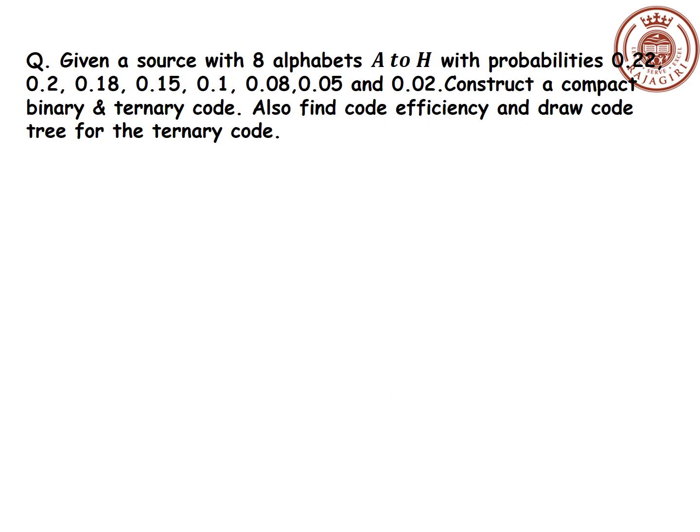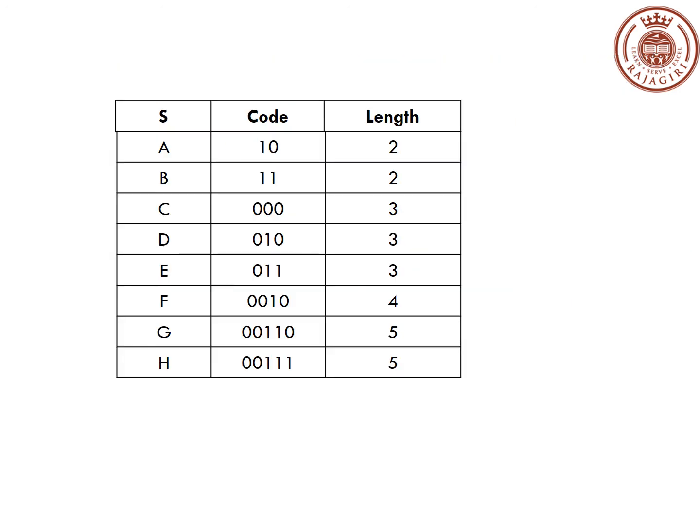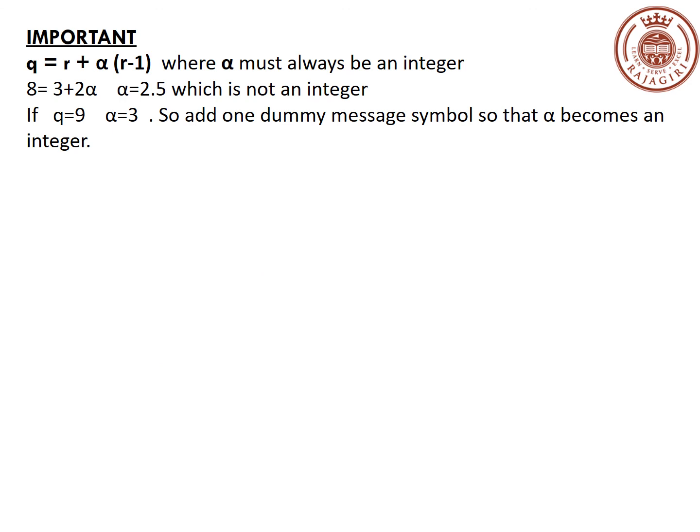Given a source with 8 alphabets A to H, and their probabilities are also given, you're asked to construct a compact binary and ternary code, and you're also asked to find the code efficiency, and draw the code tree for the ternary code. Okay, now we are not going to discuss the binary Huffman coding again, because we have already seen it, just giving you the details of the code. Okay, and these are the codes and the code lengths that you get. Now to the ternary code, as that is something that we haven't taken up till now.